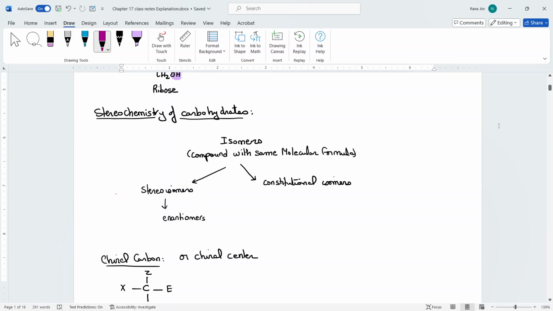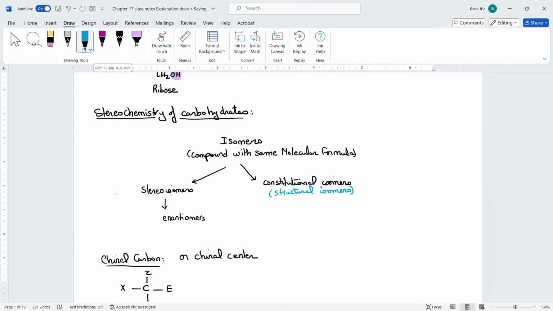Carbohydrate stereochemistry involves the study of stereoisomers. So what are stereoisomers? Stereoisomers are a type of isomers. So far, we explained isomers to be compounds that have the same molecular formula. From those isomers, we talked about constitutional isomers, which are the same thing as structural isomers, if you remember. Structural isomers and constitutional isomers are the same.